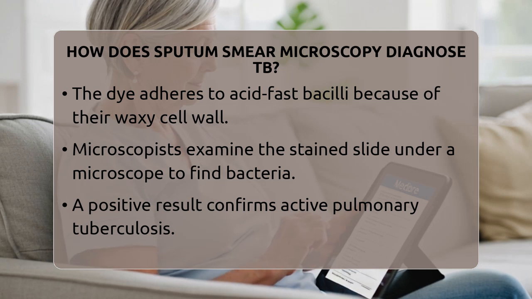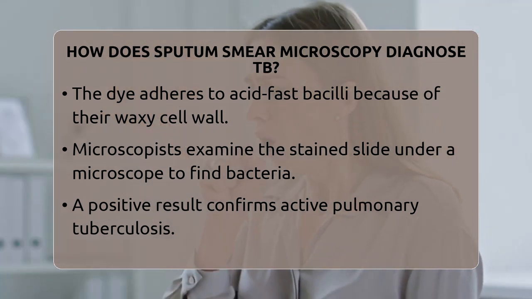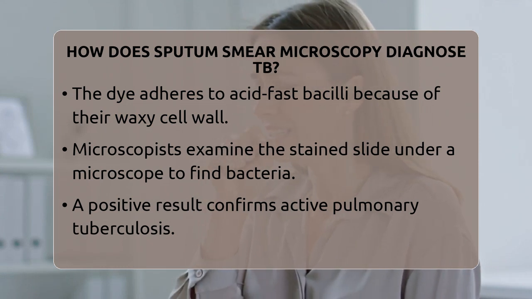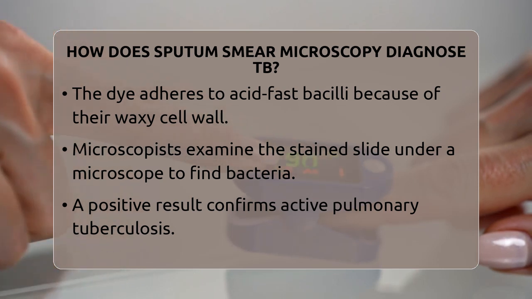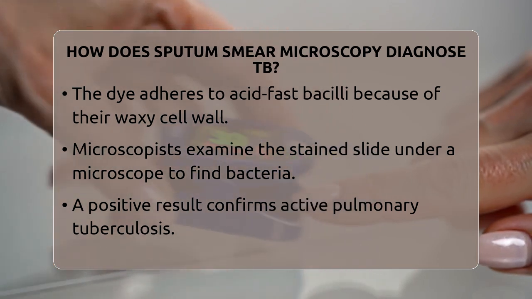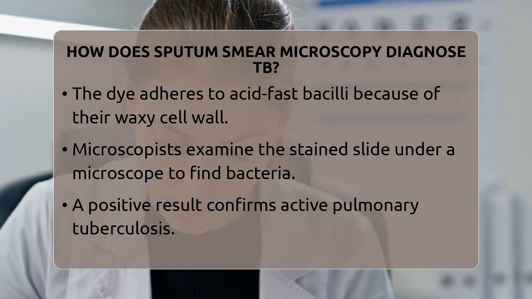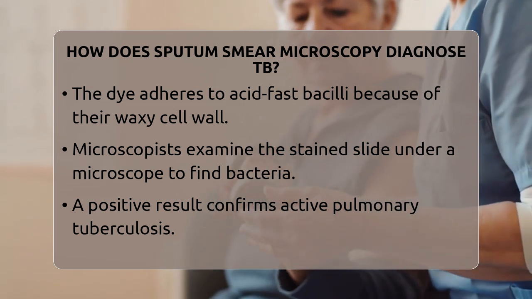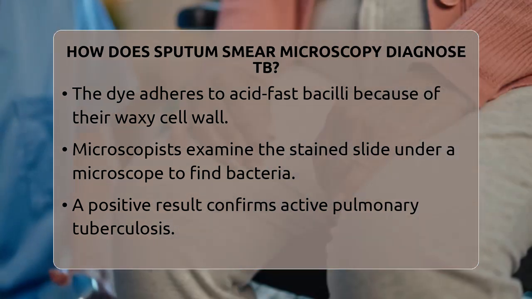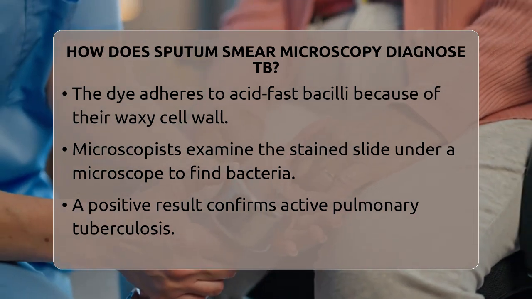It is very specific, so a positive result strongly suggests active TB. However, its sensitivity depends on how many bacteria are in the sputum. It usually detects TB when there are at least 5,000 to 10,000 bacteria per milliliter of sputum. This means it might miss early cases or those with low bacterial loads, such as in people with HIV, children, or cases of extrapulmonary tuberculosis.